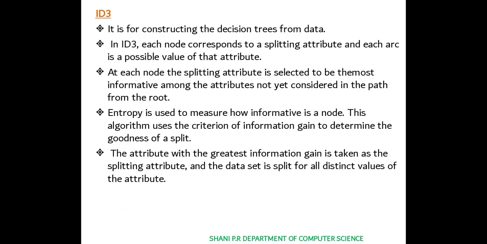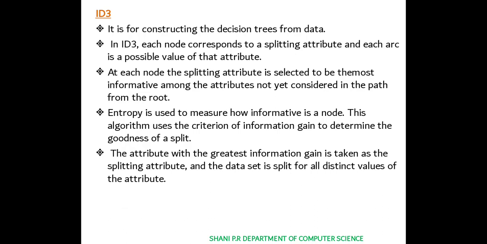So here you can see how the entropy and information gain index take place, right? In both algorithms, we consider how the data can be split, how the leaf nodes gain the error rate, and how informative a particular data set, the training set, is. So it's about ID3. The attribute with the greatest information gain is taken as the splitting attribute and the data set is split for all the distinct values of the attribute.